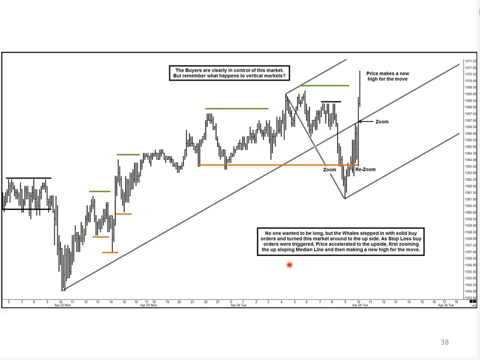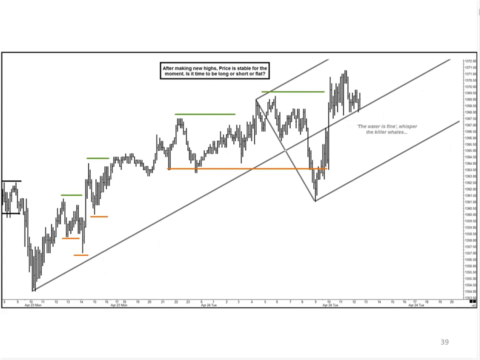First zooming the upsloping median line, which is here, and then making a new high for the move. And that's extremely important because that tells you they're fresh buyers. I don't count 2 ticks higher a fresh high. It's got to blast through, and this one blasts through nicely. So you got clear signs of buying going on.